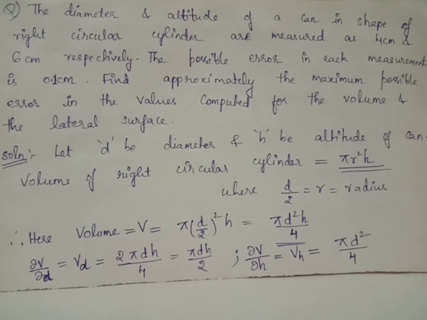If we wish to depend on the concept of differentials to find the error in values while computing volume and lateral surface, we will have to first find the first order partial derivatives of capital V with respect to the independent variables d and h. We have dou V by dou d equals 2 pi d h divided by 4, taking the first order partial derivative of V with respect to d, considering h as a constant. Similarly, we have dou V by dou h equals pi d square by 4, which is the first order partial derivative of V with respect to h, considering d as a constant.